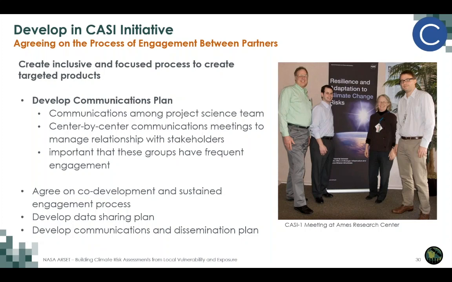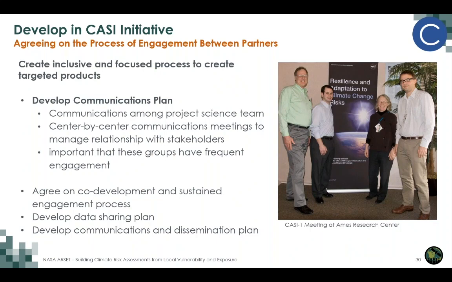To foster continued and sustained collaboration, CASI developed a comprehensive communication plan, which includes timely meetings among the project science team to discuss project progress, challenges, next steps, and to manage relationships with stakeholders. Center-by-center communication meetings are scheduled on a monthly basis, where information is disseminated to keep all parties informed of updates and key decisions. The plan also emphasizes a co-development of sustained engagement process by developing intermediate meetings between stakeholders and workgroup scientists that may require deeper discussions, depending on the hazard they want to focus on.